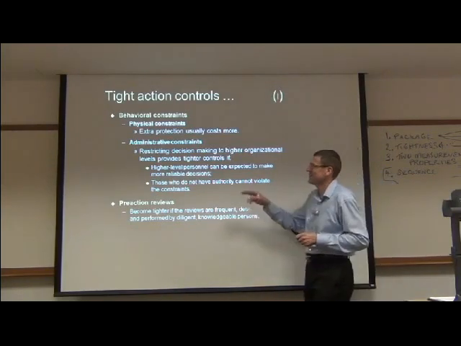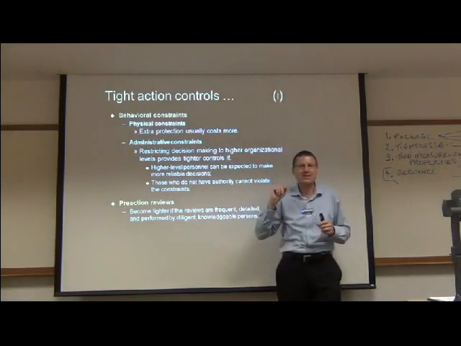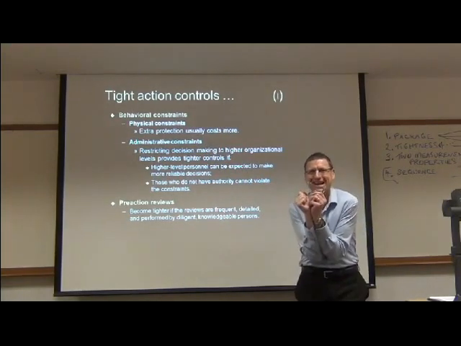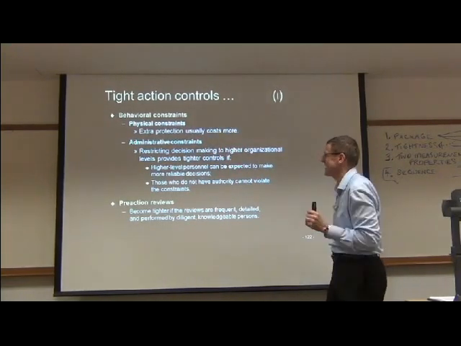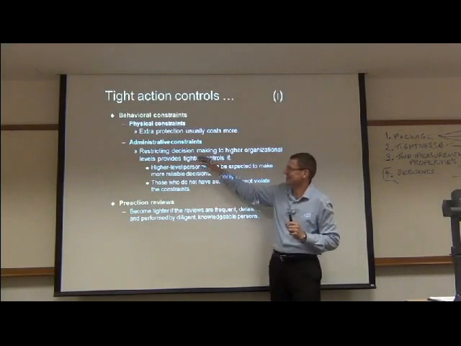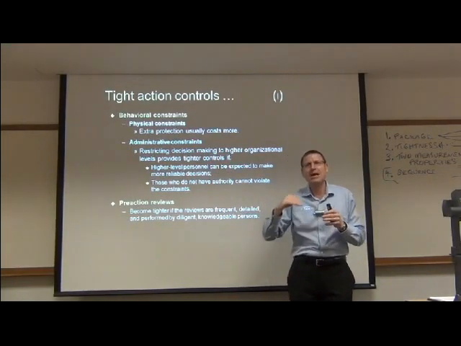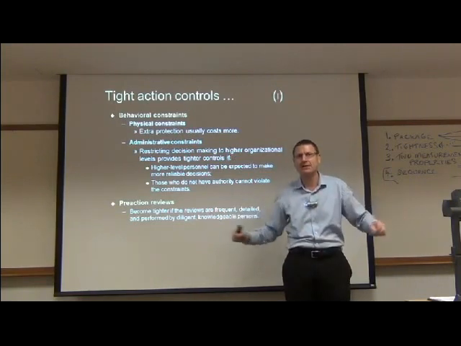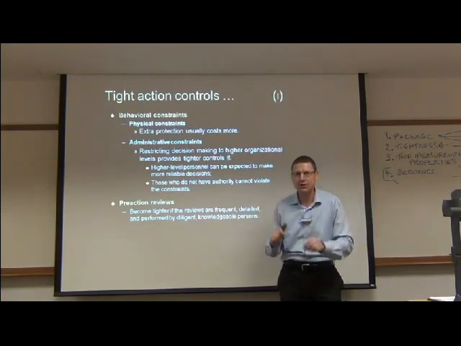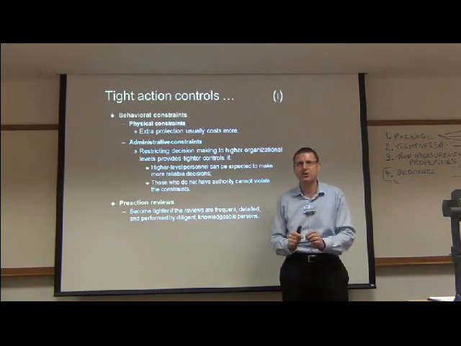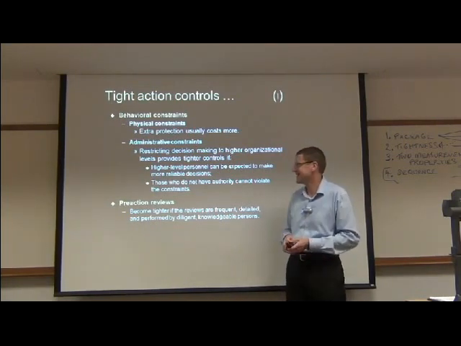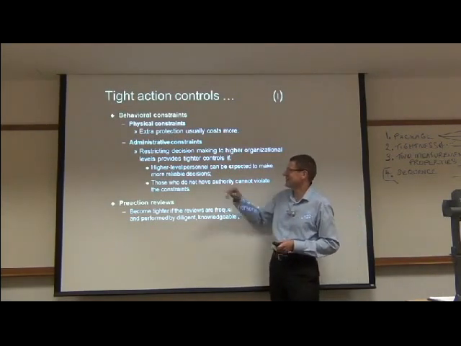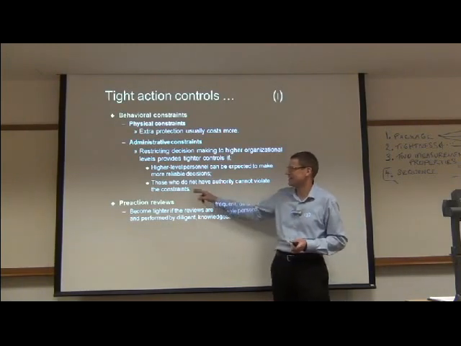Some examples of physical constraints, and we know that's associated with locks, you know, handcuffs. That's one way of thinking about it. Administrative constraints, where higher level personnel in the organisation have greater access to various parts of the computer system. Lower level personnel may have restricted access to different parts of the computer system. Those who do not have authority cannot violate the constraints.